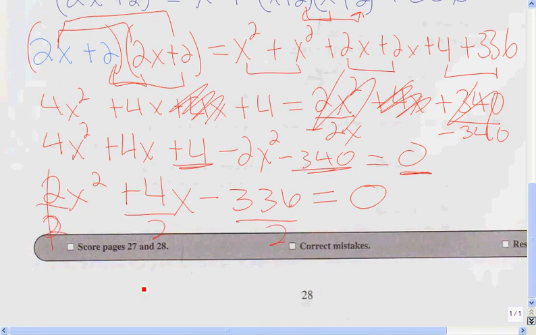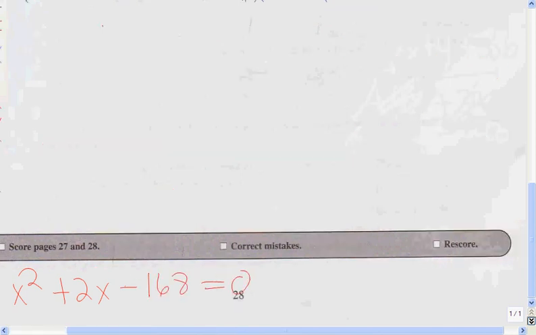So we get, this cancels out, I get x squared. This becomes positive 2x. And then half of 336, well, half of 300 is 150. Half of 36 is 18. So I'm going to add 18 to 150, and I get 168, minus 168 equals 0.